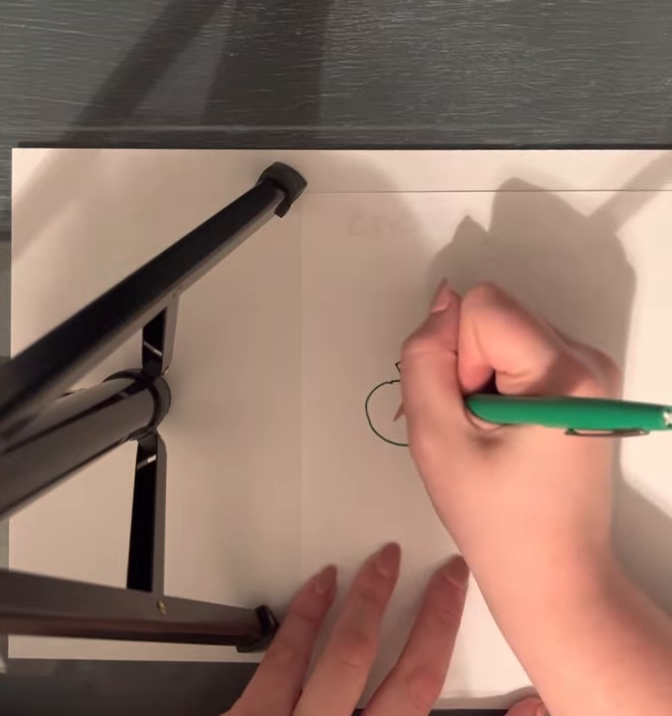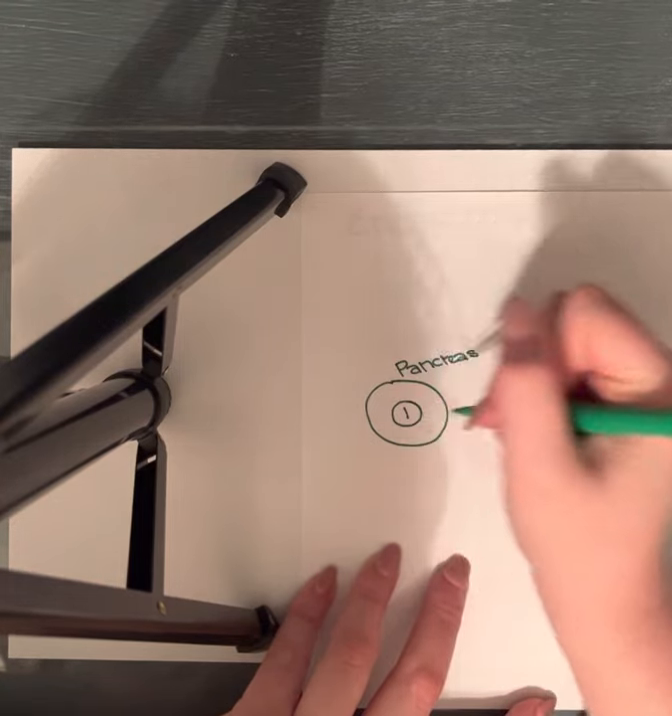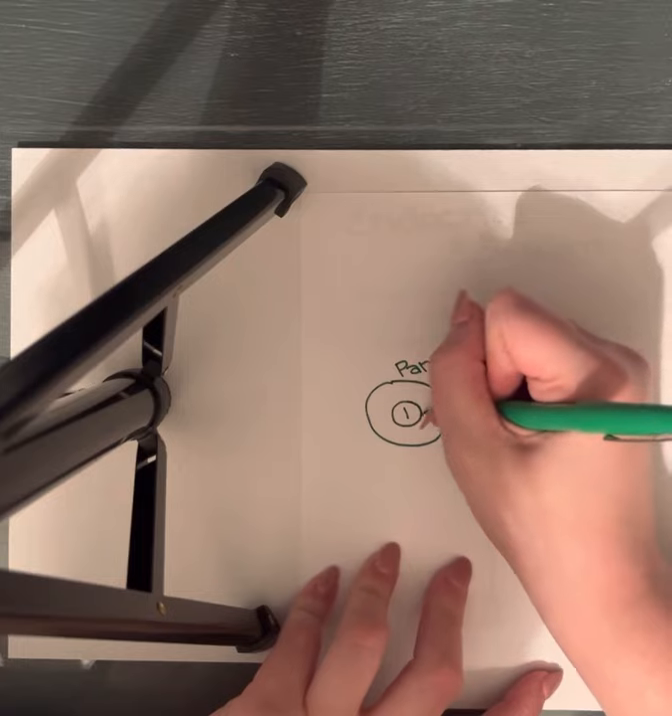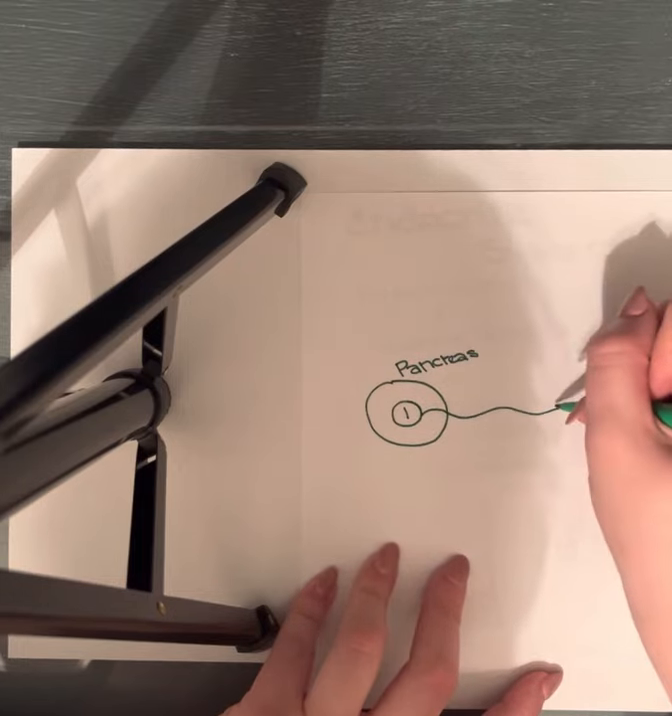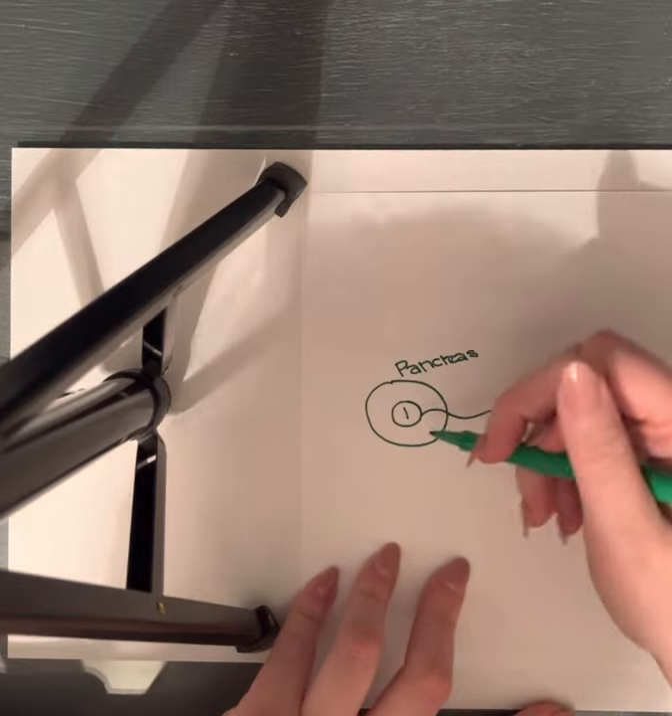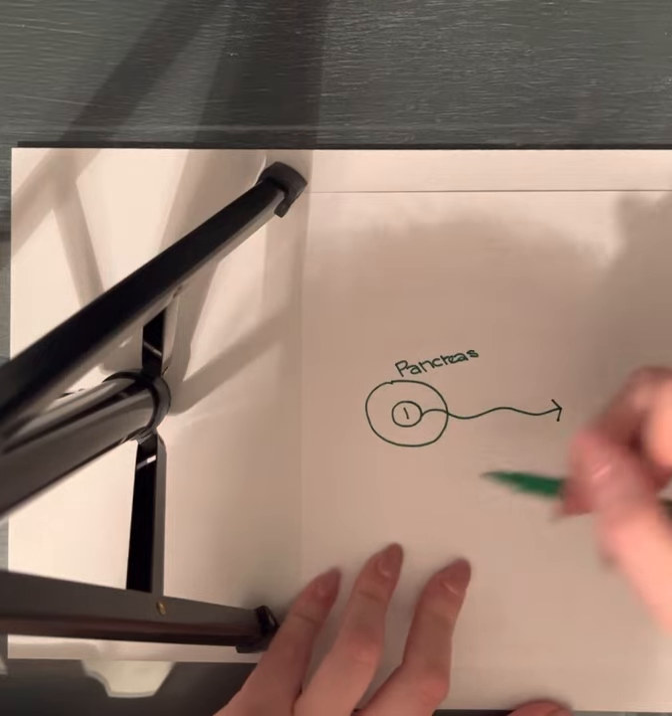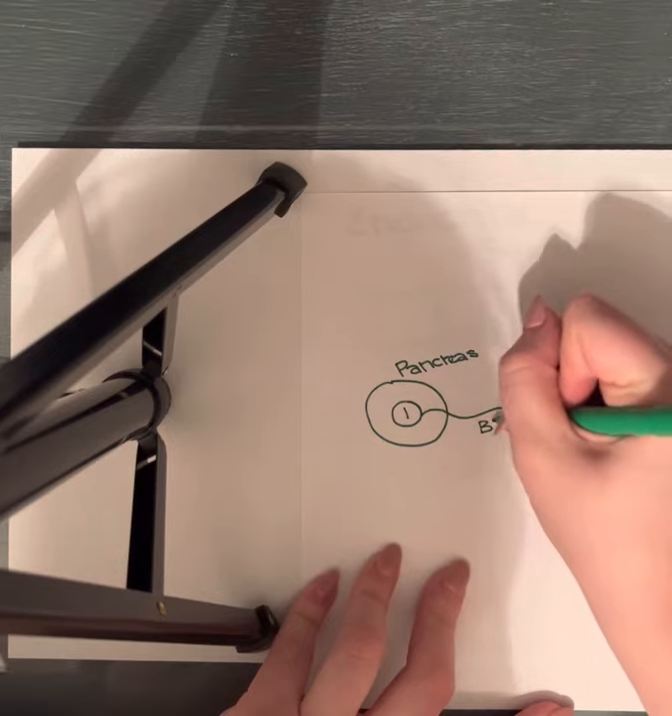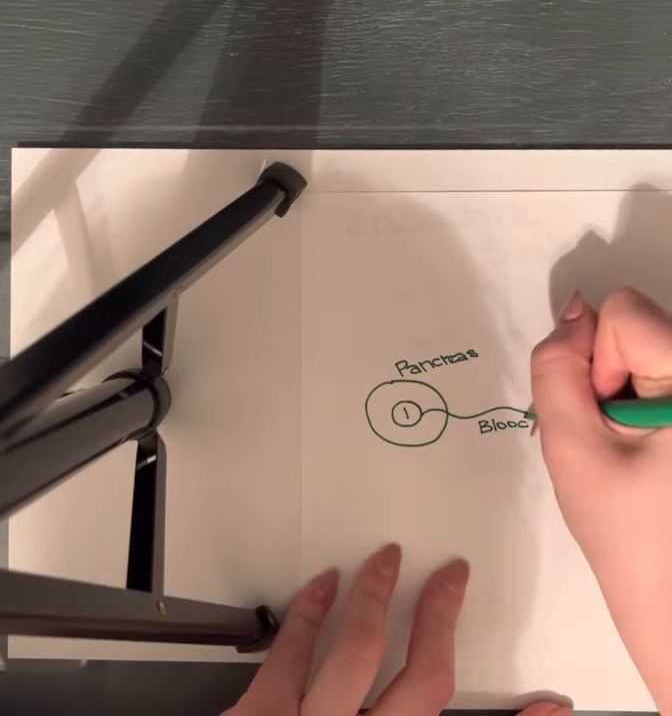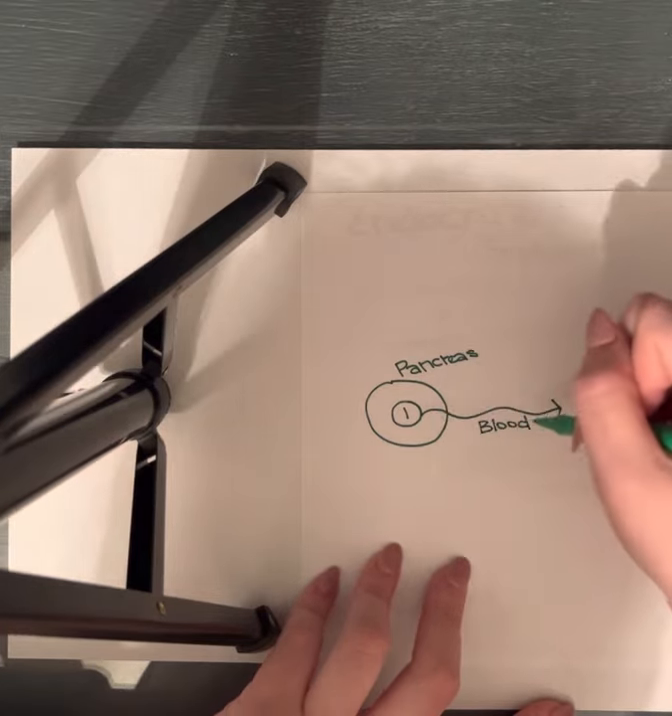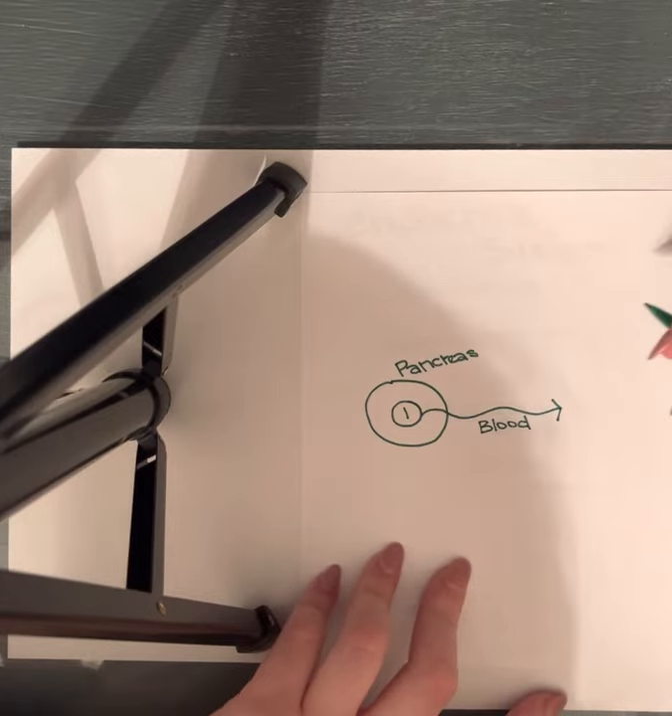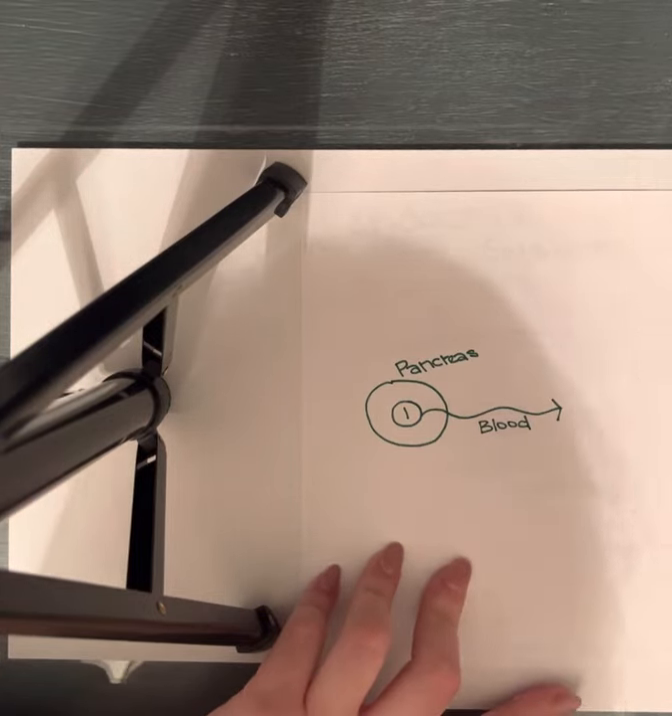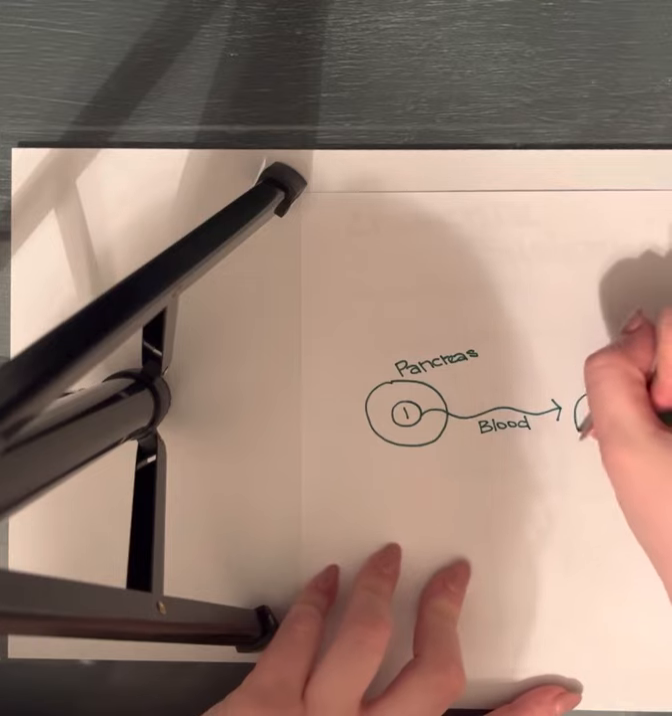Inside we have our insulin. The insulin then gets released into the blood. And because the insulin travels through the blood, it's known as an endocrine hormone. So just label this as the blood. And this insulin is traveling to a target tissue. So for this instance, we're just going to say it's traveling to a liver cell.